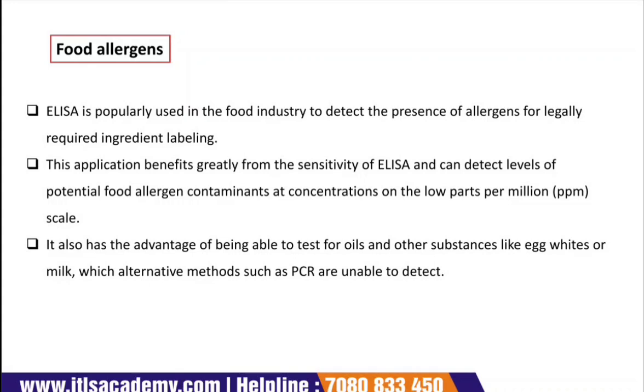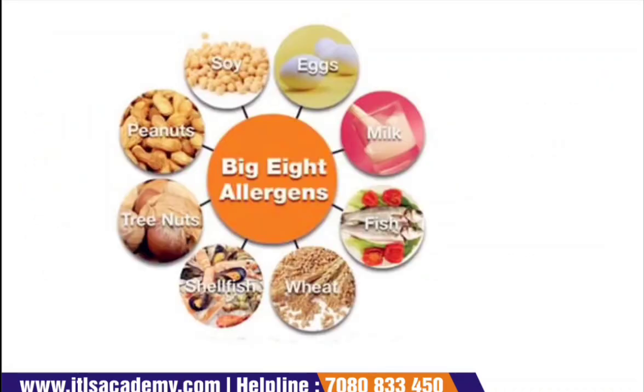Yesterday in lecture 8, I already told you the method of PCR. PCR is unable to detect certain food products, for example egg white or milk. In that case, ELISA can simply help in detecting the milk or the egg whites. So these are the big eight allergens I already told you: egg, milk, fish, wheat, shellfish, tree nuts, peanuts, and soya. In this case, ELISA is widely used.